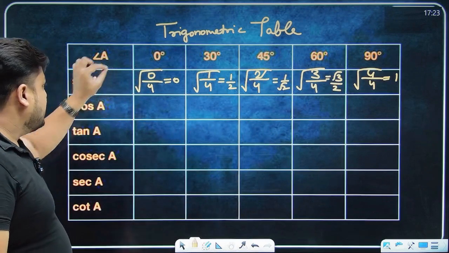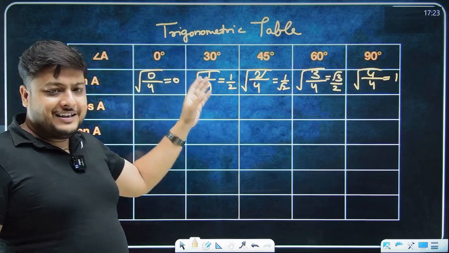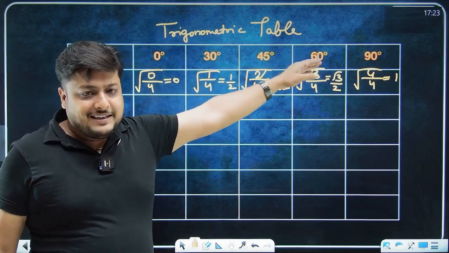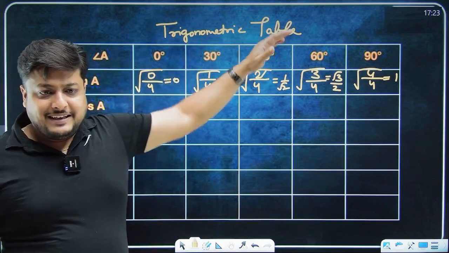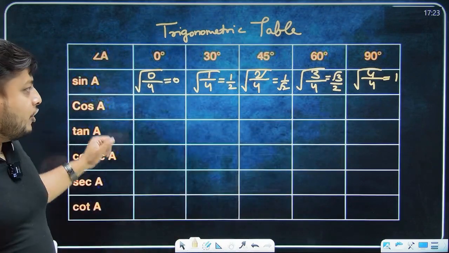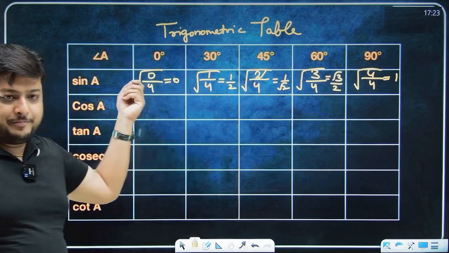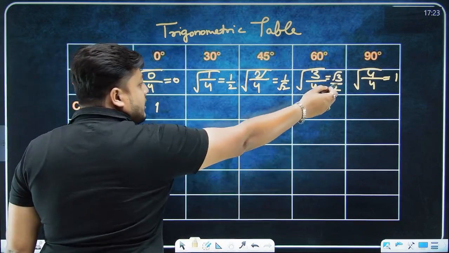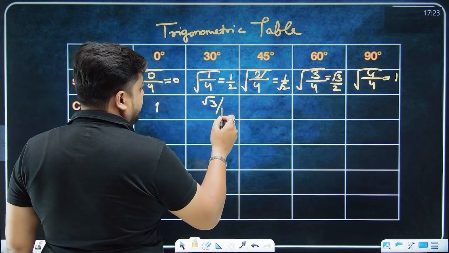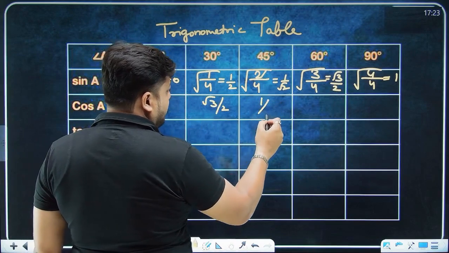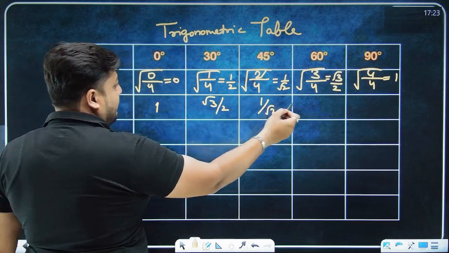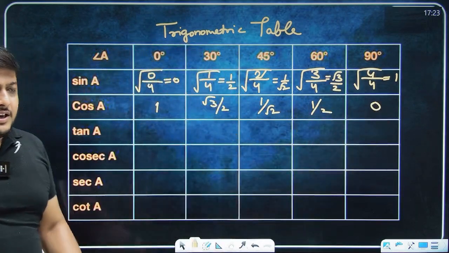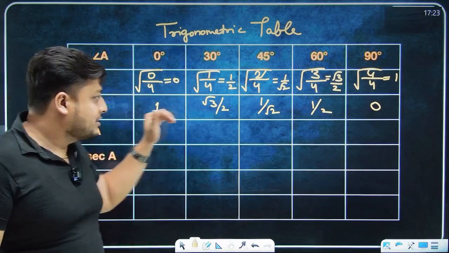Okay, so yes, these are the values. Like this, sine 0 is 0, sine 30 is 1 upon 2, sine 45 is 1 upon root 2, sine 60 is root 3 upon 2, sine 90 is 1. Now what you have to do in cos, just reverse this order. Okay, so what is written there? 1 is written there. You have to write 1 here, root 3 by 2 here, 1 by root 2 here, same, and 1 by 2 here, and 0 here. Okay, so sine theta is written, cos theta is written.